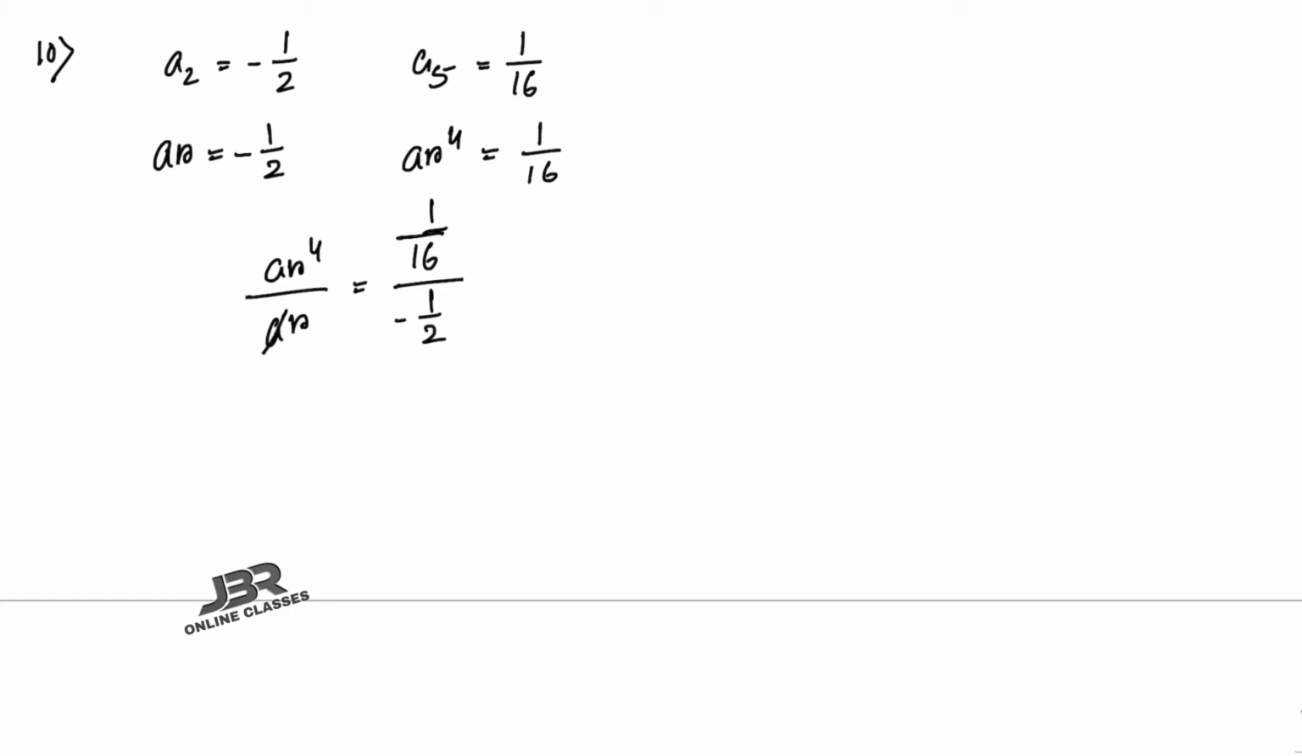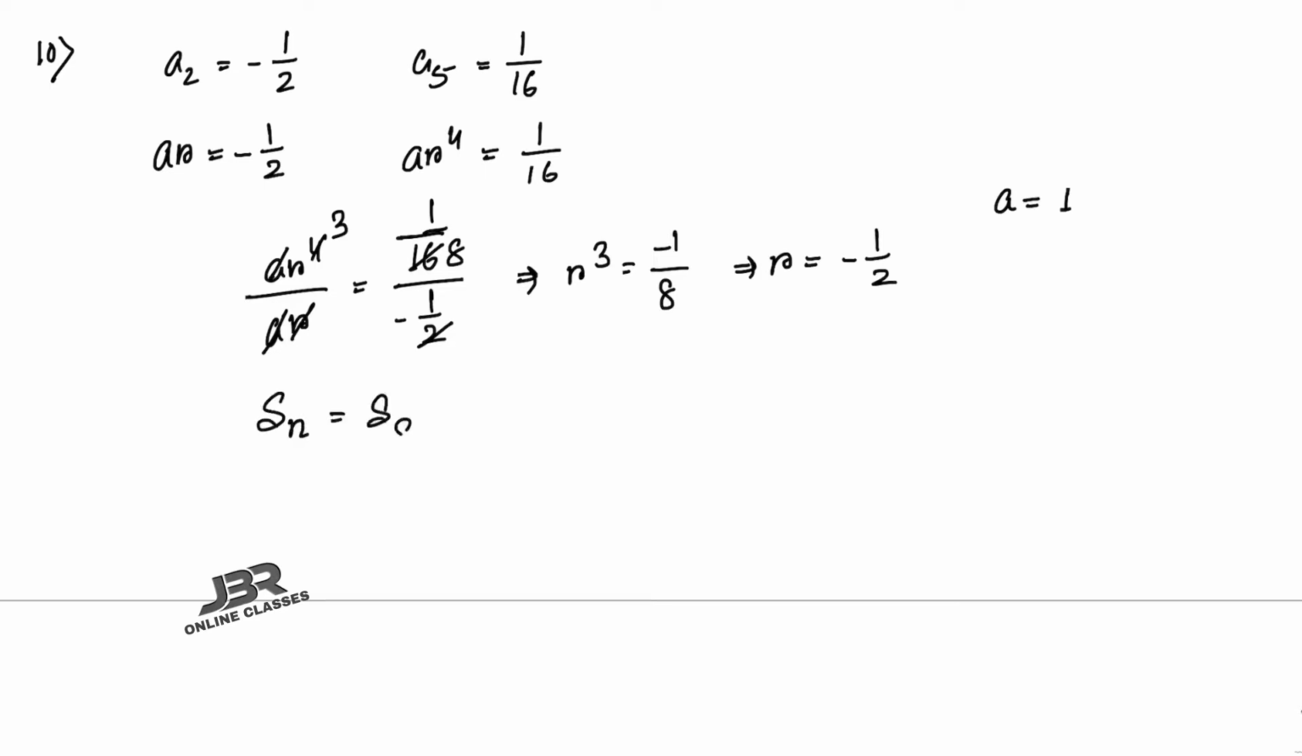Okay, so here A cancels out, R cancels out, that means R cube will be minus 8. Okay, so that means R cube equal to minus 8, then R equal to minus 2. Now find out A. If R equal to minus 2, then A equal to definitely minus half over minus 2. So find the sum of the series up to 8 terms. That means you have to find out Sn, that means S8.